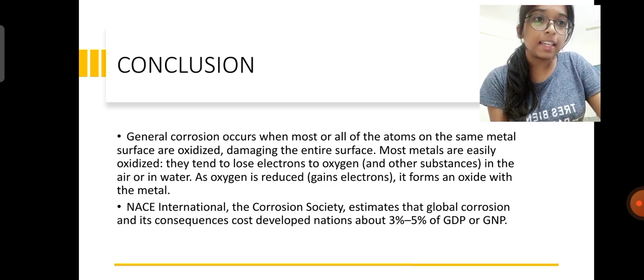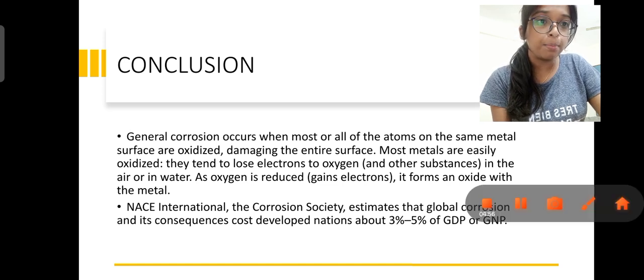According to NACE International, the Corrosion Society, global corrosion and its consequences cost developed nations around 3% to 5% of GDP and GNP.